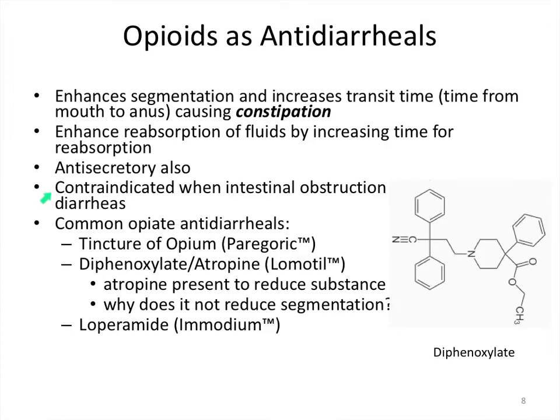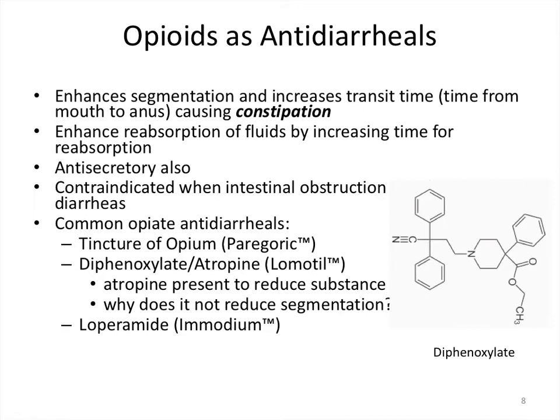They should be contraindicated when you know that there's an intestinal obstruction, because you're going to increase the tendency and the pressure around the obstructive area, and that can lead to rupture. Common opioid antidiarrheals are, for instance, paregoric tincture of opium, or the combination of an opioid, diphenoxylate, and atropine, which we know is Lomotil.